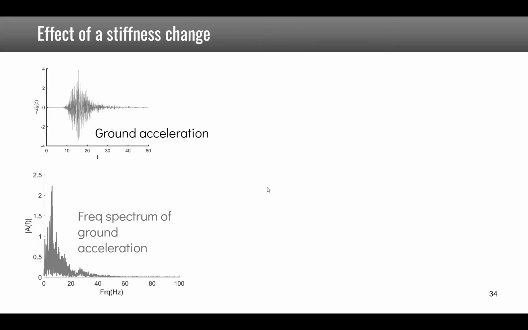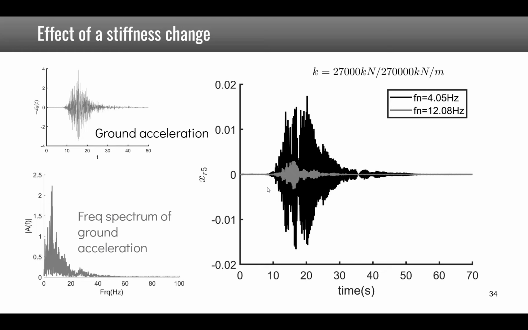This is an example where this ground acceleration is applied to the building for different values of stiffness. The initial value, for which you had a natural frequency of 4.05 Hertz for the system, is the black curve. If you increase the stiffness of the building, multiplying it by 10, then of course the natural frequency is multiplied by the square root of 10, it's higher, and in this case you see that the fact that the building is stiffer will lead to less motion at the top of the building.